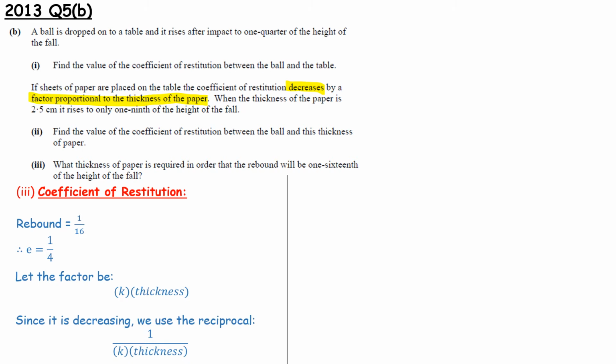We need to work with what we know. So what we know is, and I've used part 1 and part 2, so hopefully we can keep track, the coefficient of restitution in part 2 should be the coefficient in part 1 multiplied by this 1 over k times 2.5, because the thickness was 2.5.